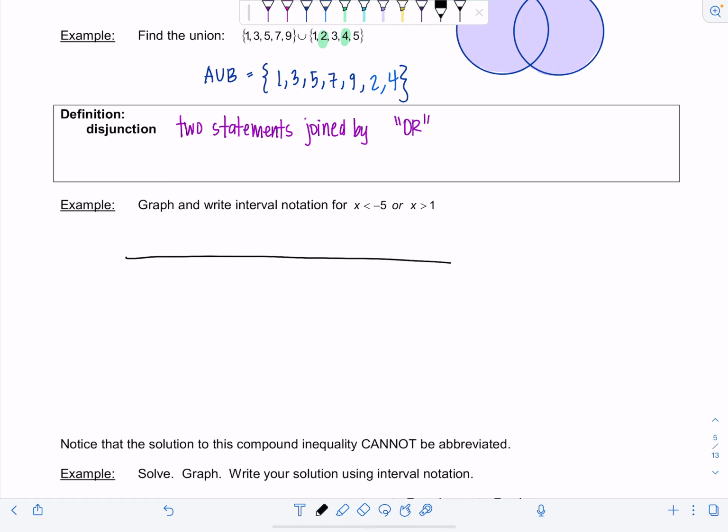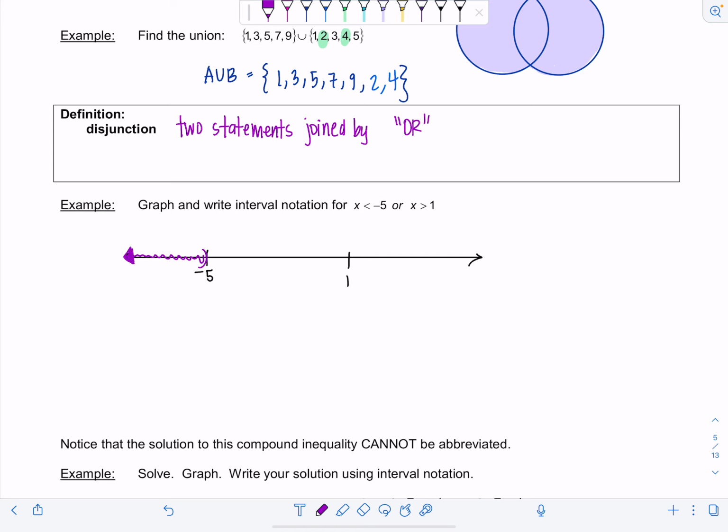Here we go. Number line. Hello, number line. Here's -5. Here's 1. Okay, x is less than -5. Parentheses or bracket? Good, parentheses, because it's less than -5, not less than or equal to. And which way will I shade? Yes, to the left. Very good.